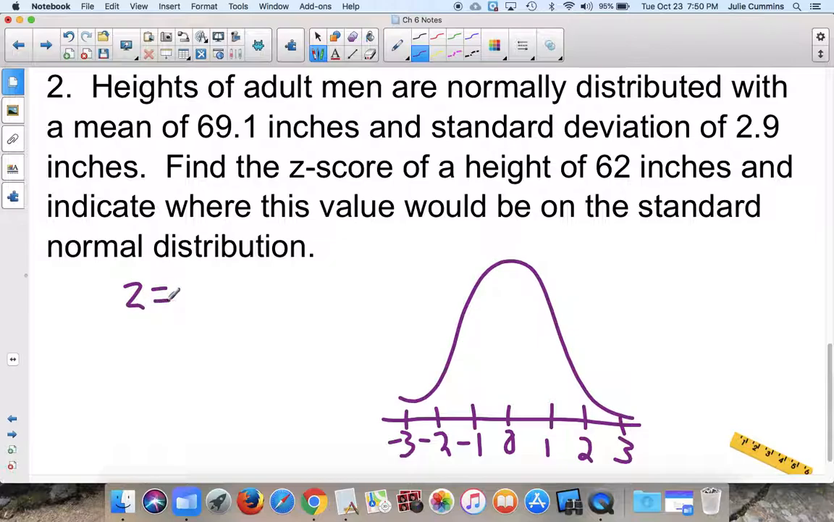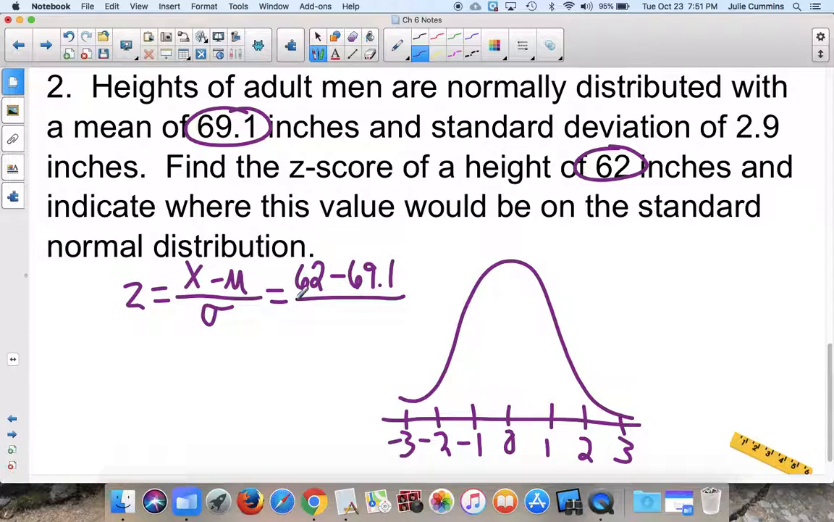So to calculate a z-score, we do x minus mu over sigma. In this case, x is 62. That's how tall our person is. Our mean is 69.1, and standard deviation is 2.9.